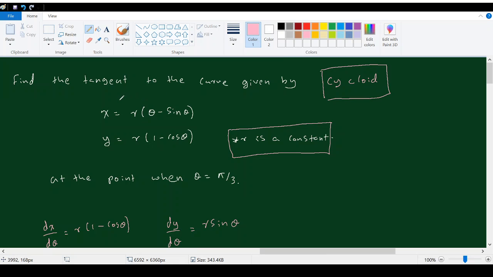Anyway, what you should keep in mind is that when you are dealing with the computations, this r is just a constant, so the parameter runs through the variable theta. In fact, this x is a function of theta, and this r number is not changing step by step, right?